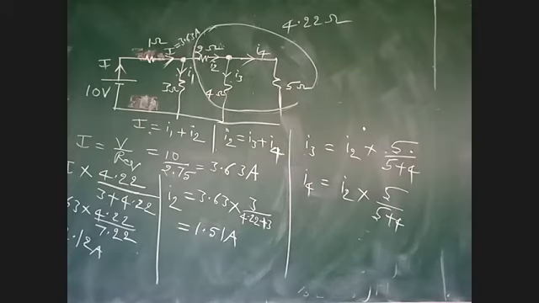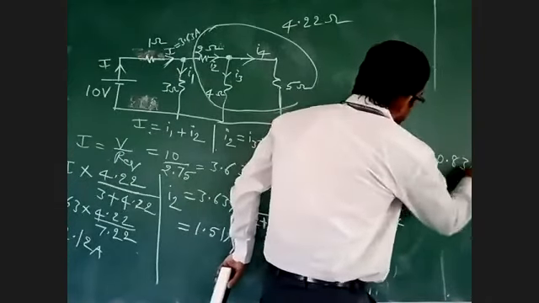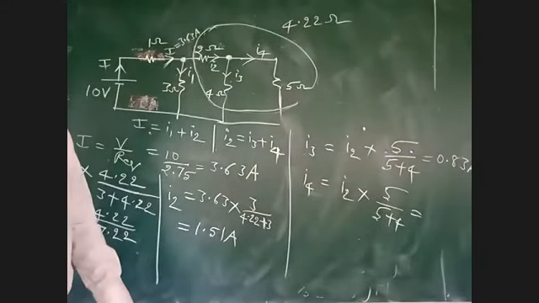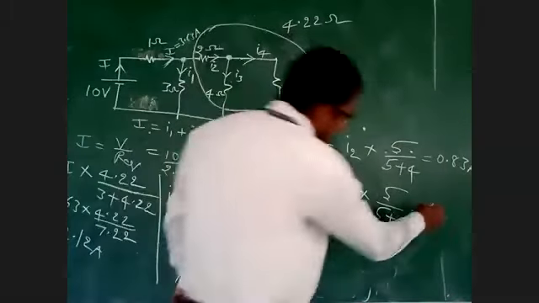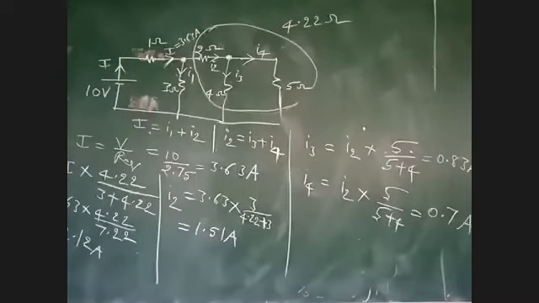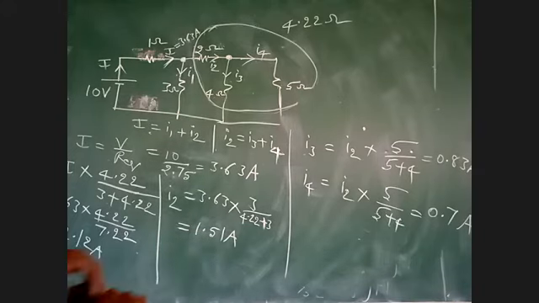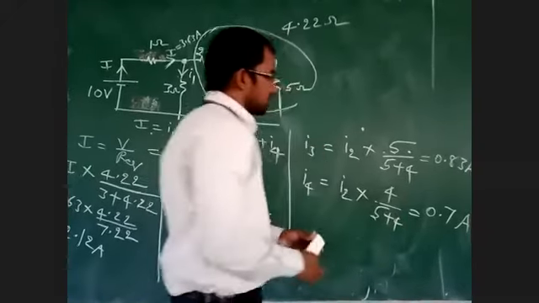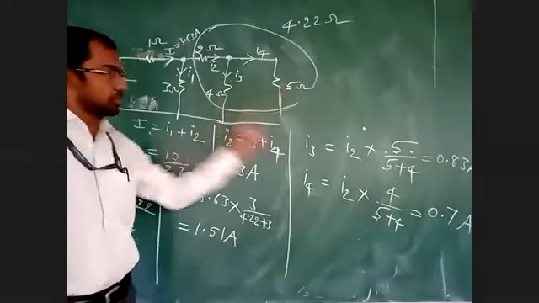I3 comes to 0.83. Some difference will be there. Here, the opposite branch for I3 is 5 ohms, and the opposite branch for I4 is 4 ohms.